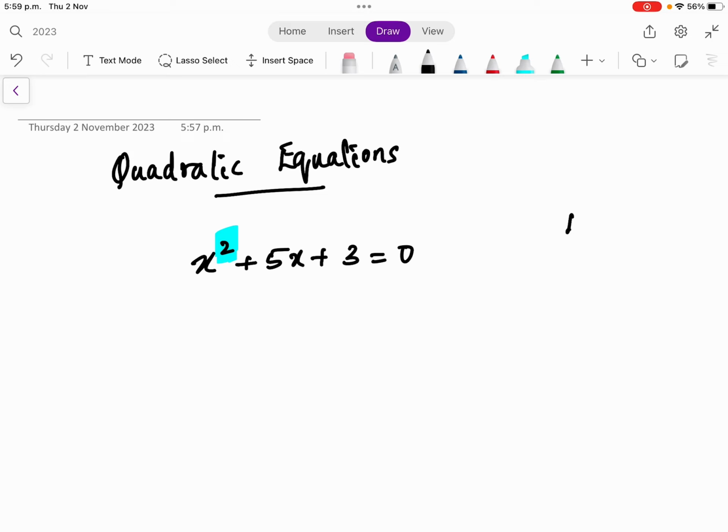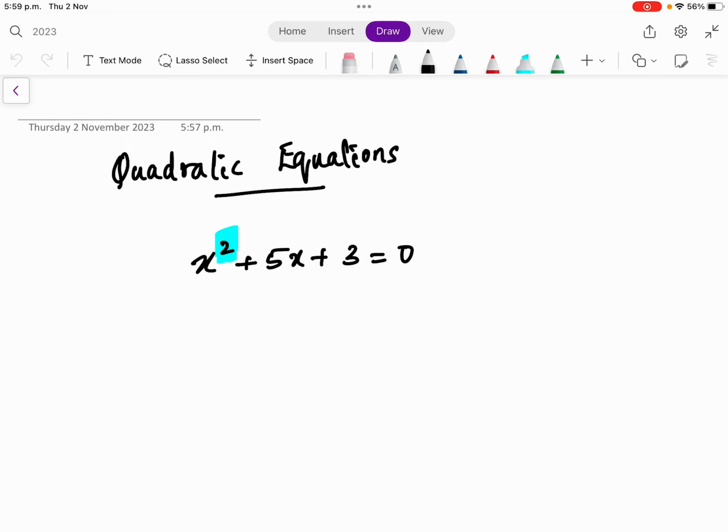The other equation which we learned in the previous videos is 3x plus 5. This is a linear equation, and a cubic equation is x cube plus 5x, where the power is 3, it is called a cubic equation. So today we are going to learn about quadratic equations.